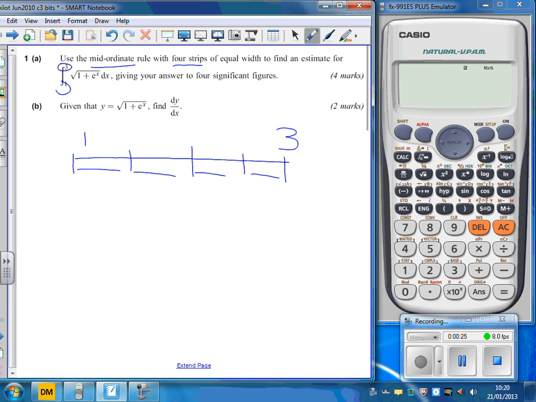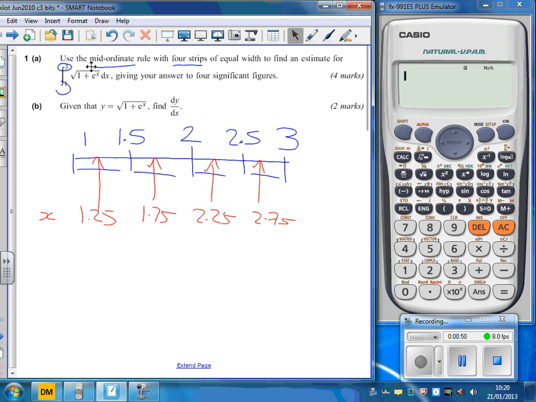Now, what values have we got? Well, halfway between 1 and 3 is 2. Here we've got 1.5, and here we've got 2.5. It's the mid-ordinate rule, so we don't want those values. We want the mid values. So the mid values in the middle of all of these, we've got 1.25, 1.75, 2.25, and 2.75. There's all our x values.